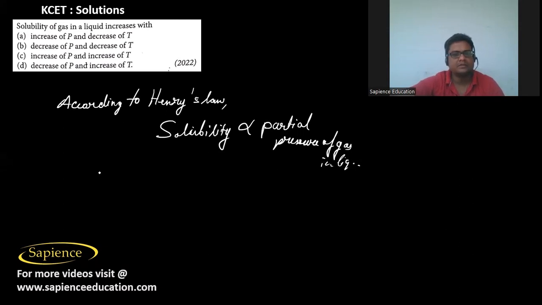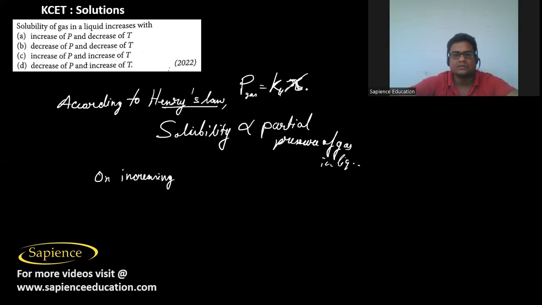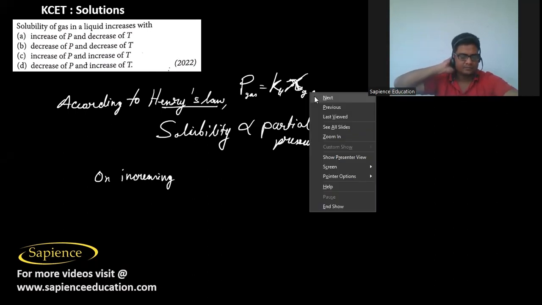So now we can also say that according to Henry's law, the partial pressure of the gas in a liquid is equal to kH into x, or I can say kH into the mole fraction of that gas in the liquid.